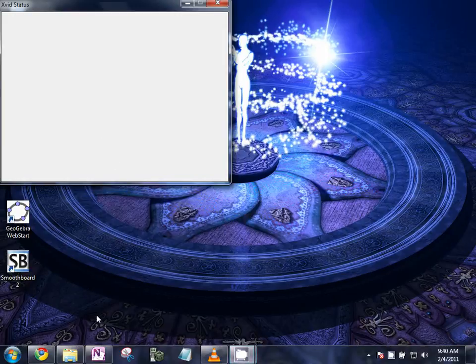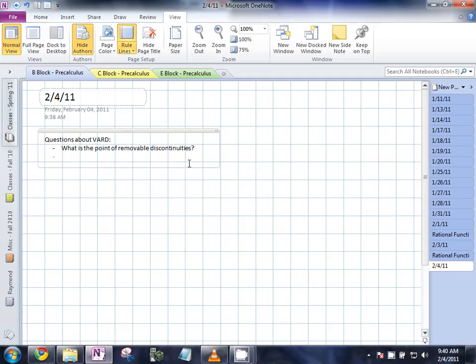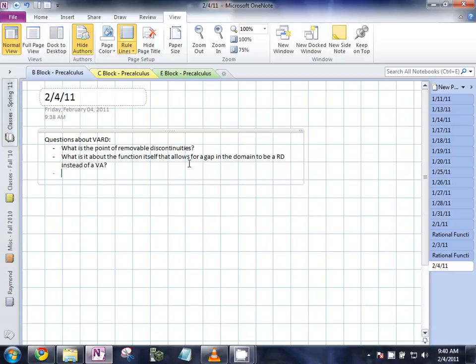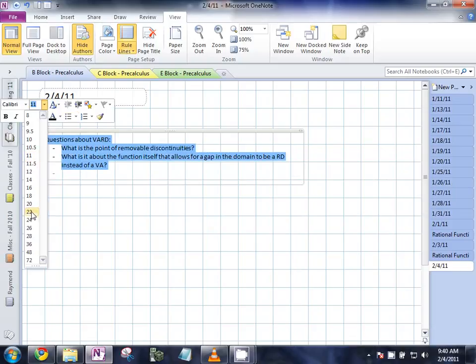I think your question, Justin, is: what is it about the function itself that allows for a gap in the domain to be a removable discontinuity instead of a vertical asymptote? Like, why does one result in a hole and one result in the spikes? We'll get to that. That's a very deep question. Yes. Why is it when you simplify a rational function, it's not equal to the original equation?